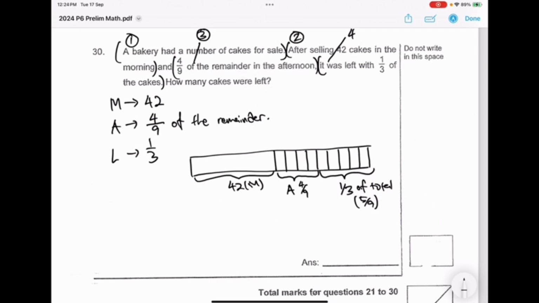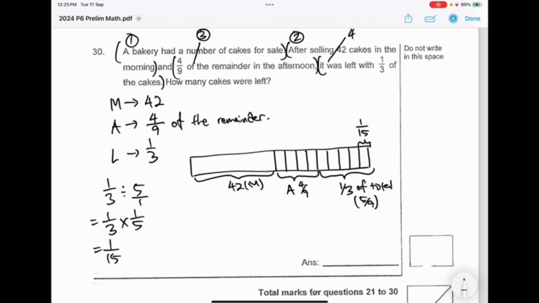What I want to do now is take my 1/3 over here and divide it into 5, so that I can find what this 1 unit is in relation to the total number of cakes. So I have 1 over 3 divided by 5. That would give me 5 over 1. And what I do is change my sign to multiplication and flip the fraction. And that would give me 1 over 15. Now I know that my 1 unit over here is 1/15 of the total cakes.